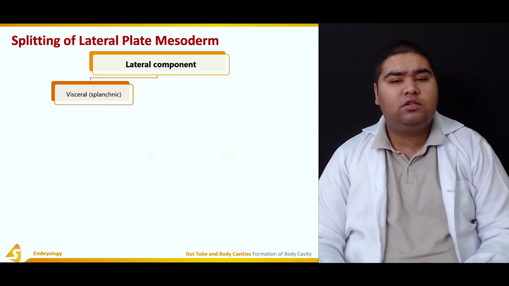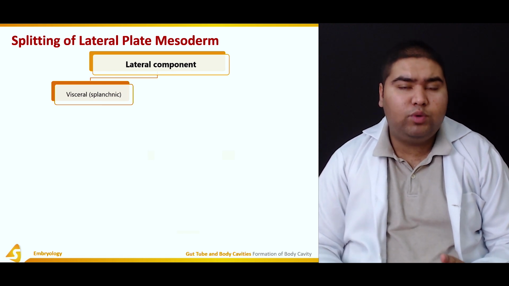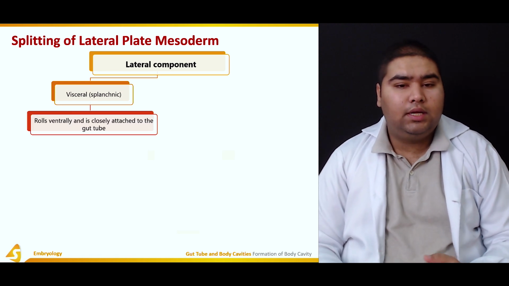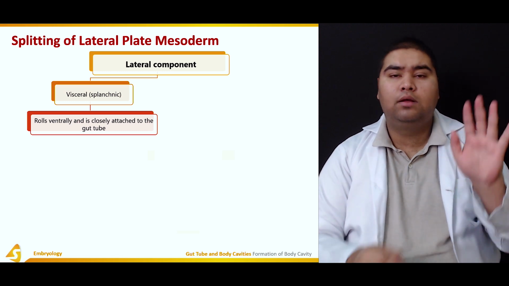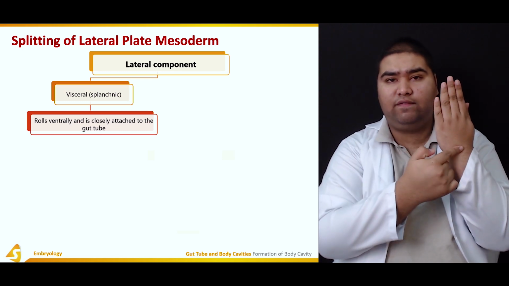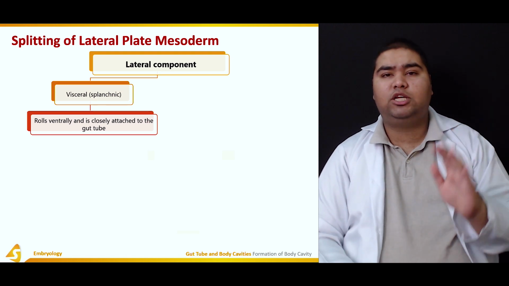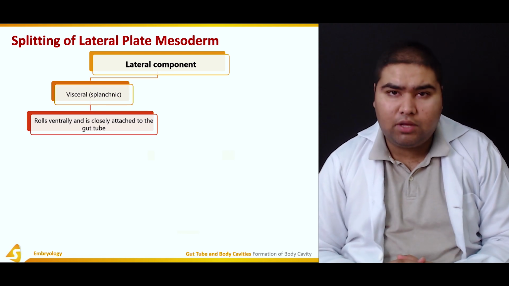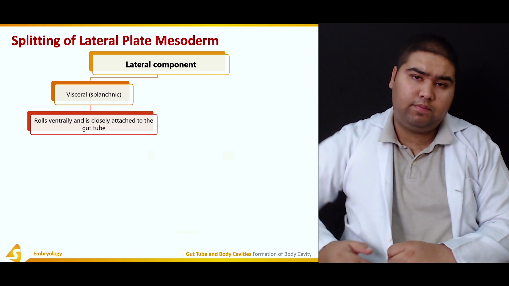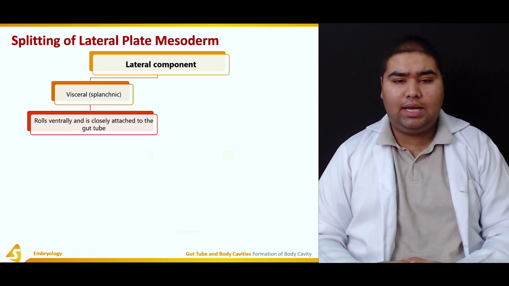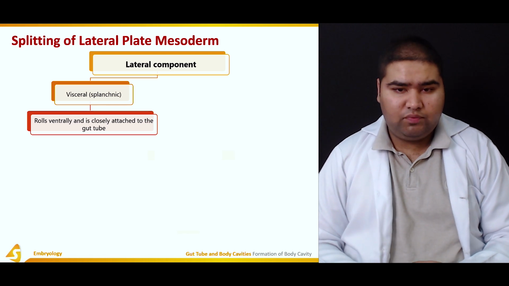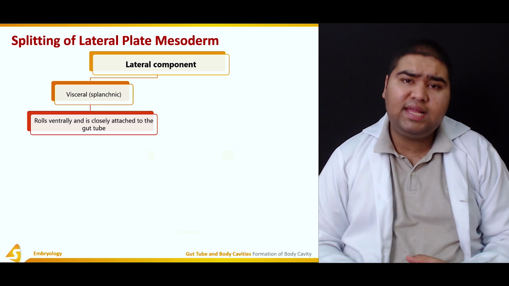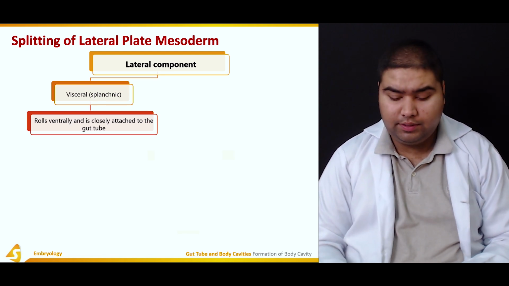The lateral plate mesoderm forms a visceral component, which is known as the splanchnic component. It rolls ventrally, again, the ventral surface, the dorsal surface. This is only for explanation. You must keep in mind how the embryo is folded and how the folding in embryo proceeds to understand embryology clearly. The visceral or the splanchnic portion rolls ventrally and is closely attached to the gut tube.